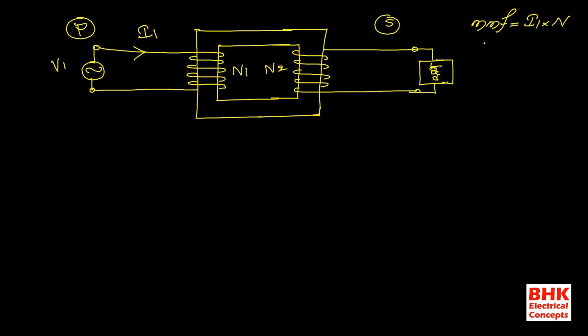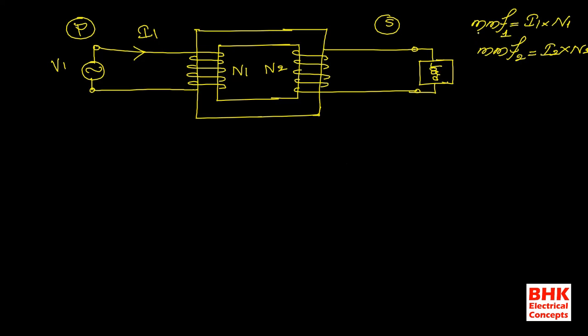For example, if I am going to write the expression for the MMF in the primary side, that is MMF 1, where 1 represents the primary, MMF 1 is equal to I1 into N1. If I want to see the MMF in the secondary side, then we can directly write I2 into N2. Whenever this alternating current is flowing through the primary winding, there is a production of some magnetomotive force, that is the product of current and the number of turns.